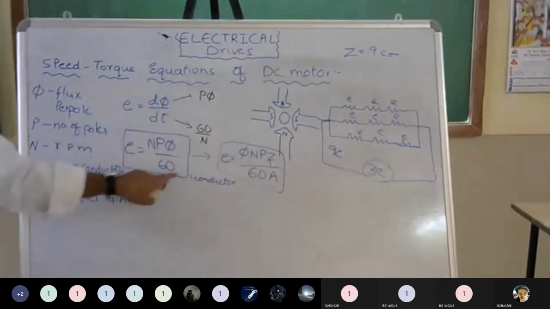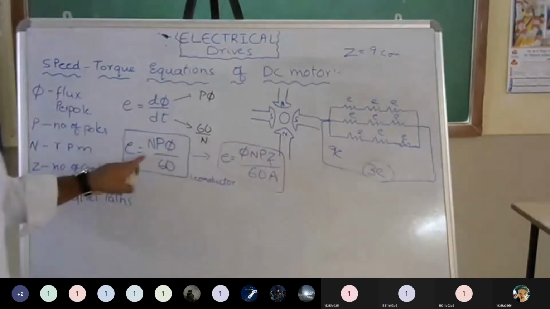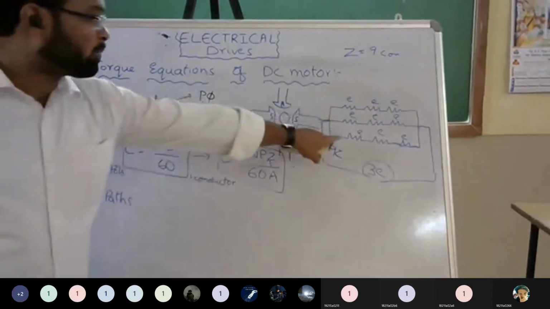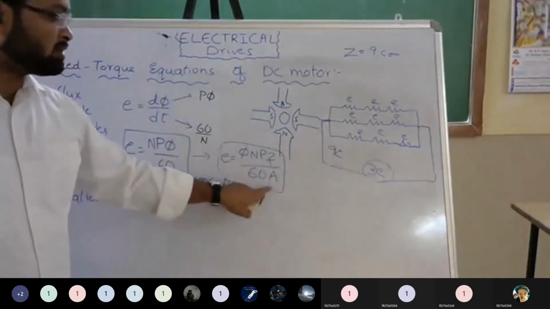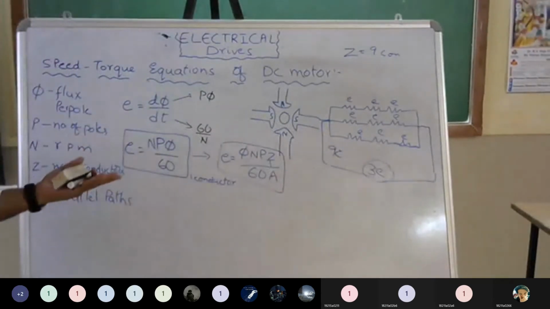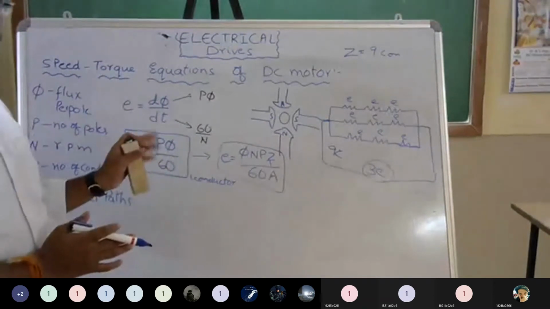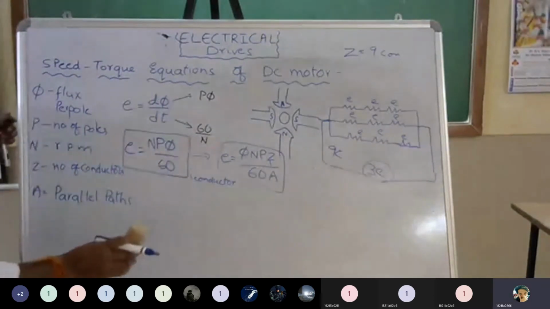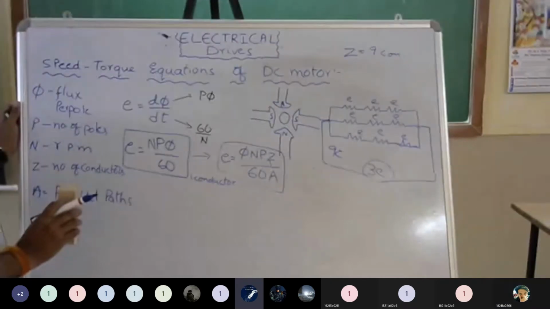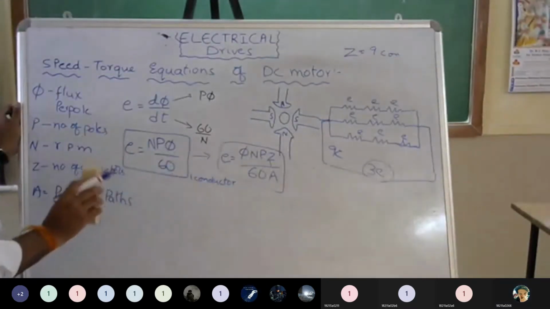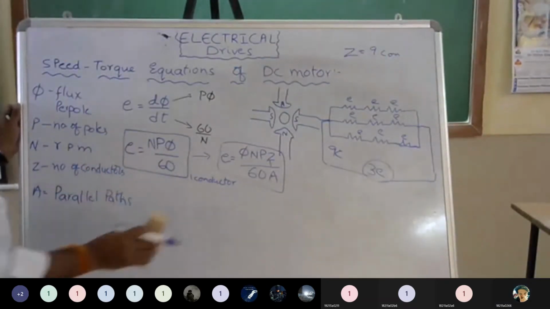So this is for one conductor. We have Z conductors, so we have to multiply with Z. And we have how many parallel paths? That much parallel paths, so divide by A. Simple. You don't need to remember this formula. Is this clear? Yes, sir. Okay. If you have any doubt right now, you ask here itself.